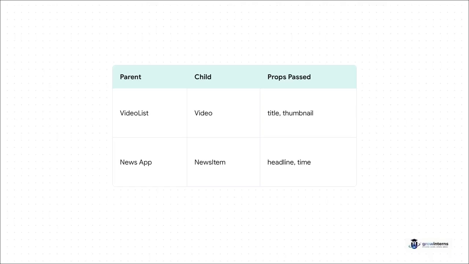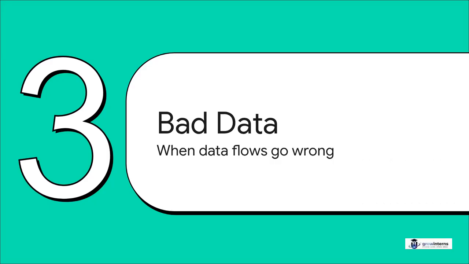Let's trace this data journey in a few real-world scenarios. Say your parent component is a video list. It renders multiple child video components, passing down unique video title and thumbnail props to every single one. Or take the NewsMonkey app from our source materials. The main news app acts as the parent, passing a headline, an author, and a time down to each individual news item child component. The parent holds the data, and the child just receives it and puts it on the screen. Moving right along to section 3, the danger of bad data.